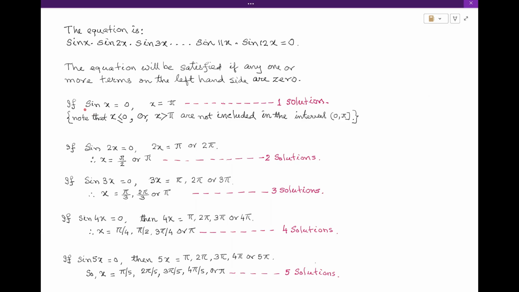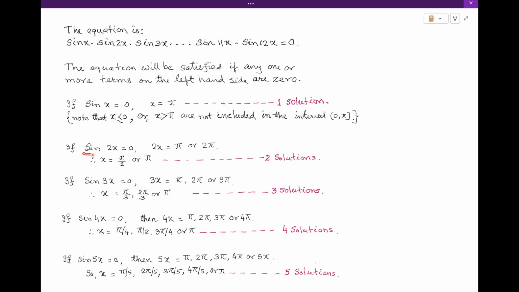If sin x is equal to 0, then x is equal to pi. This constitutes one solution. Note that x less than or equal to 0 or x greater than pi are not included in the interval 0 to pi.